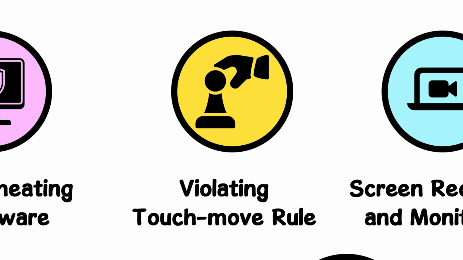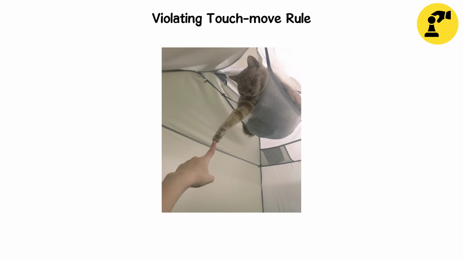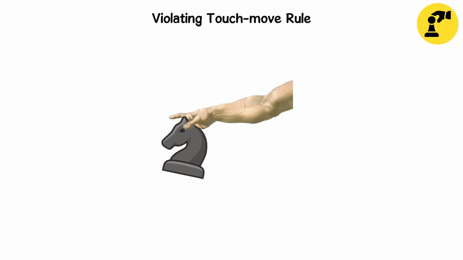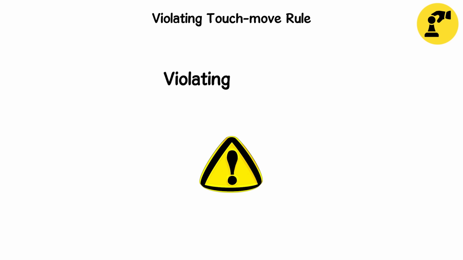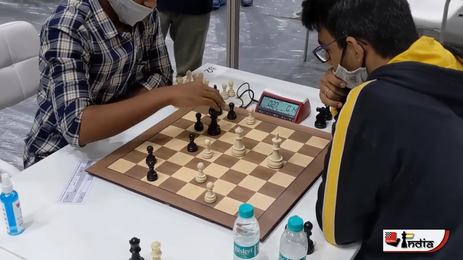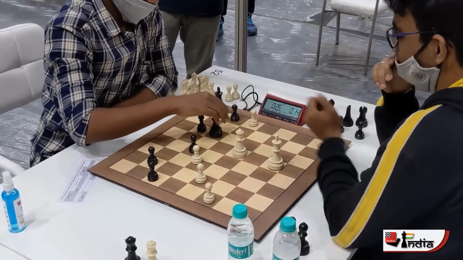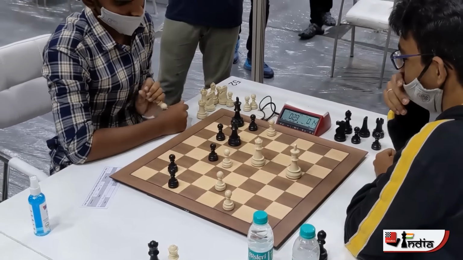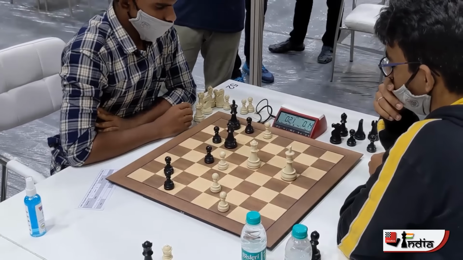Violating touch move rule. The touch move rule states if a player touches a piece, they must move that piece, provided it can legally be moved. Violating this rule constitutes a form of cheating, as players might touch a piece, realize it would lead to a disadvantageous position, and then choose to move a different piece, or not move at all.